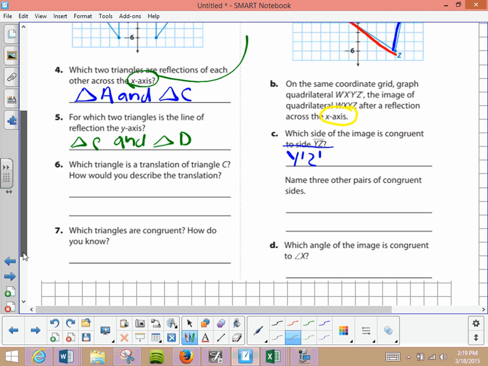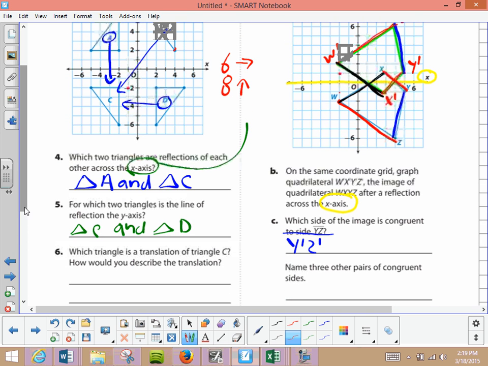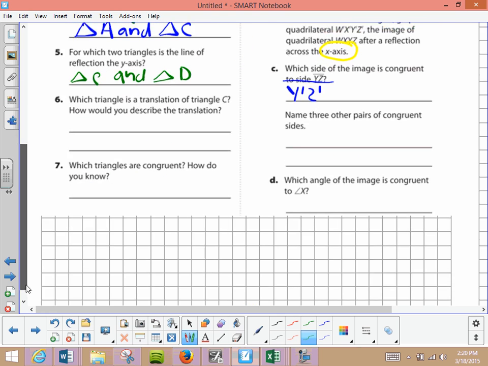All right. Which angle of the image is congruent to angle X? Where's angle X? Right here, right? Which angle is congruent to angle X? Angle X prime, right? Just like when looking at the sides, the letters don't change. The prime changes, but you still keep the same thing because they stay true to the properties. Nothing is changing, right? All right, good job.